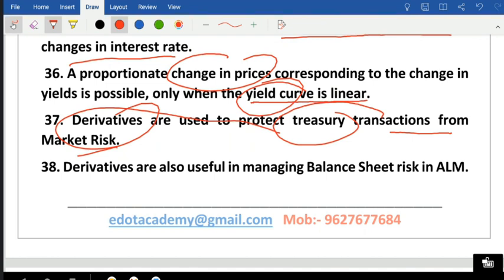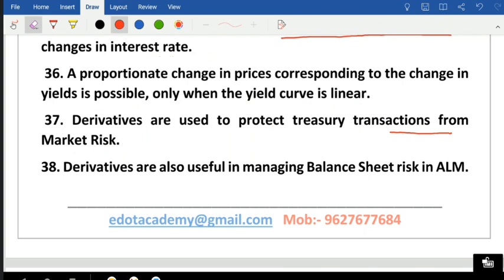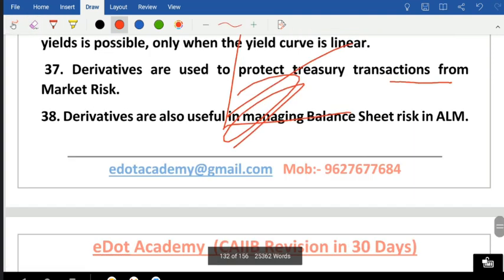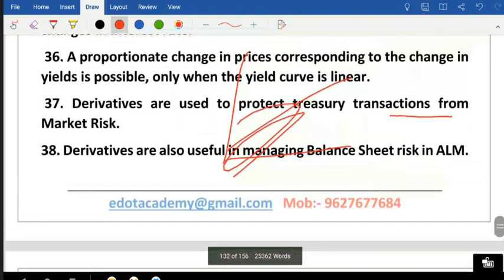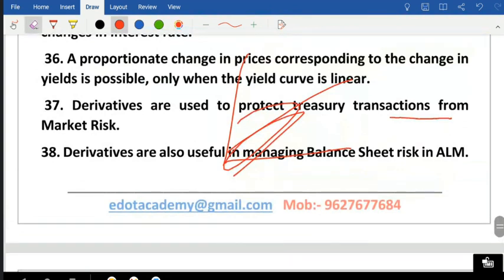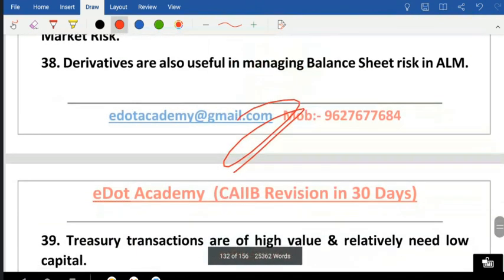A proportionate change in price corresponding to change in yield is possible only when the yield is a linear curve. That means we can get the linear curve also, like a straight curve we can get. So they are already discussed in ALM class. Now derivatives are used to protect treasury transactions from market risk. So treasury also deals with derivatives to protect from the market risk. Okay, so derivative was used in managing the balance sheet risk in ALM.